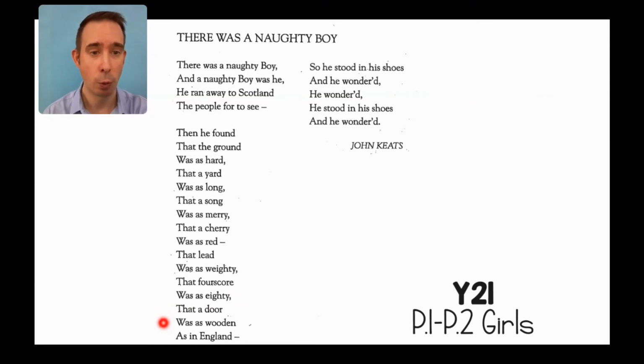That a door was as wooden as in England. So the idea of this poem is that he wanted to go and run away from England to find the world, and he went to Scotland, which is close to England, and he saw that everything was the same. Nothing was new, nothing was different.